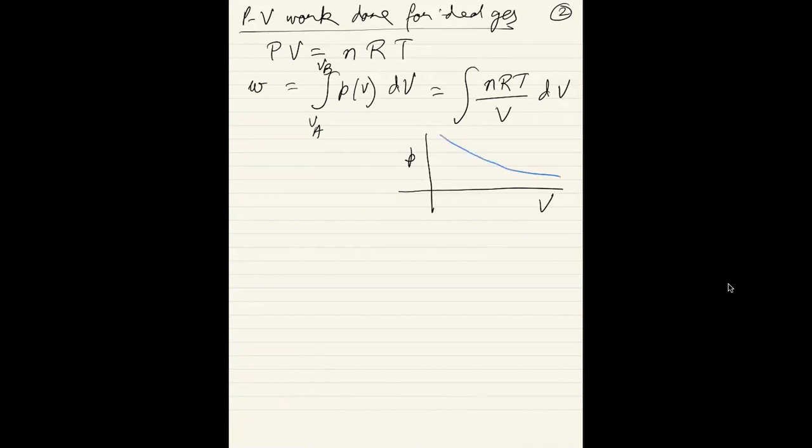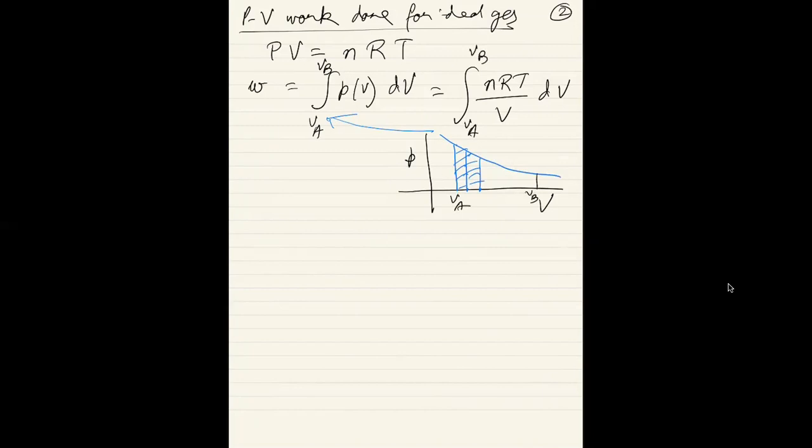So what you're doing here is at any particular value of the volume, you are calculating this area. Then you change the volume slightly and we calculate this area and you sum it up. And it is this operation that I am denoting as the symbol of an integral. So this will be nRT by V, starting from some volume VA up till some volume VB.